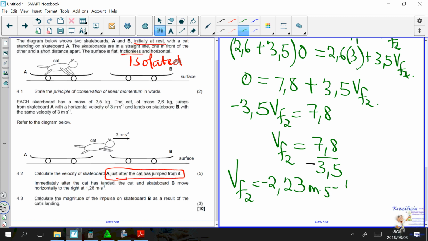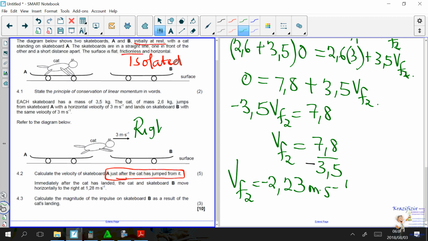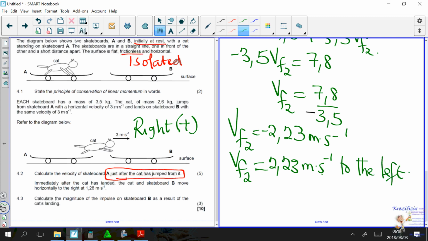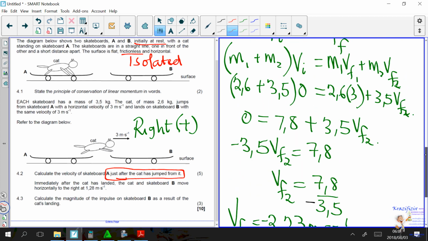Now remember, it's negative. We said the direction of the cart is moving to the right, and we said it is positive. Now if we get a negative answer, what does it mean? It's the opposite. That means skateboard A is actually moving at 2,23 meters per second to the left. And we're fine. You get your 5 marks there. All right? 5 marks. Let's see how this will be marked in an exam so that you see where the 5 marks come from.